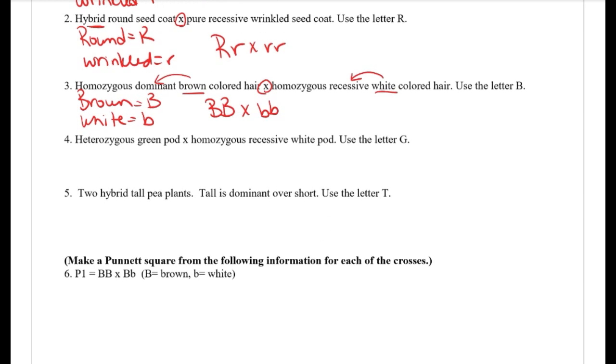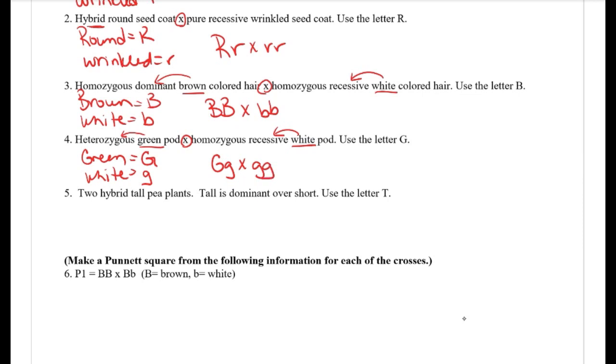Number 4, I've got pod color now. So I've got green and I've got white. Letter G, so green. Well, it says it's heterozygous, so I'm assuming that it's going to be the dominant, but let me go ahead and read the rest of this. So white, yep, white is recessive. So this gets a capital G and white gets a lowercase g. So if you're not sure, read the rest of it. Let's do the parents. Heterozygous green, big G, little g, homozygous recessive white, 2 little g's.